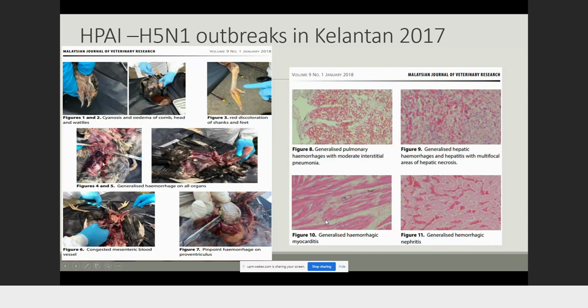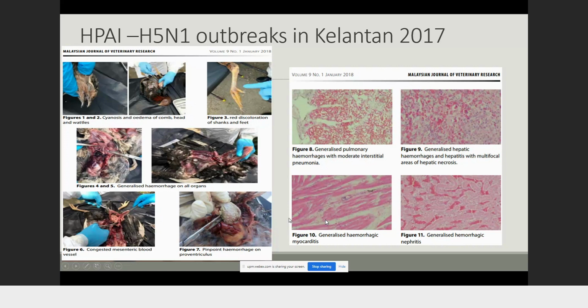When you cut open the carcass, you will see hemorrhages in all organs, pinpoint hemorrhage at the proventriculus, and the mesenteric blood also highly congested. This is the histopathological lesion. You can see generalized pulmonary hemorrhage with moderate interstitial pneumonia. This is from the lung. Generalized hepatic hemorrhage, hemorrhage in the myocardium, hemorrhage in the kidney, generalized hemorrhage in all of the visceral organs.